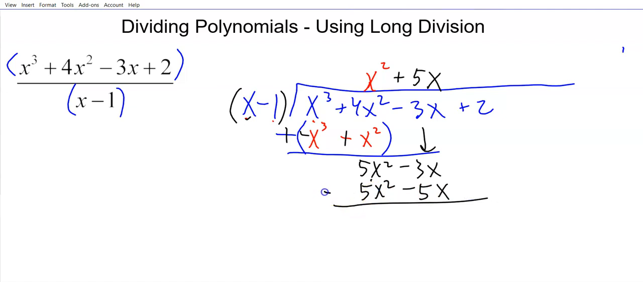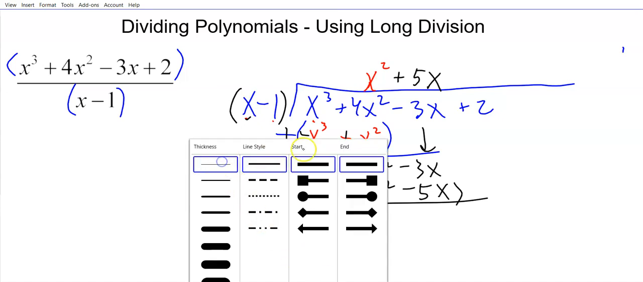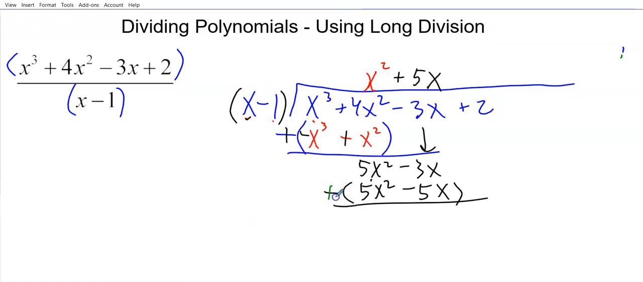And we're going to subtract both of those terms. Don't forget to distribute there. So I'm going to distribute the negative, and let's see what we get here. The first term should go away. It does. Negative 3x plus 5x is positive 2x. And then bring down the next term, so plus 2.